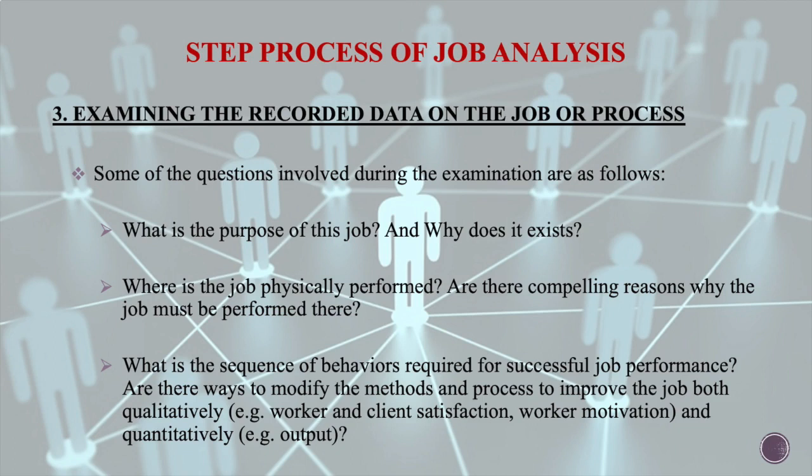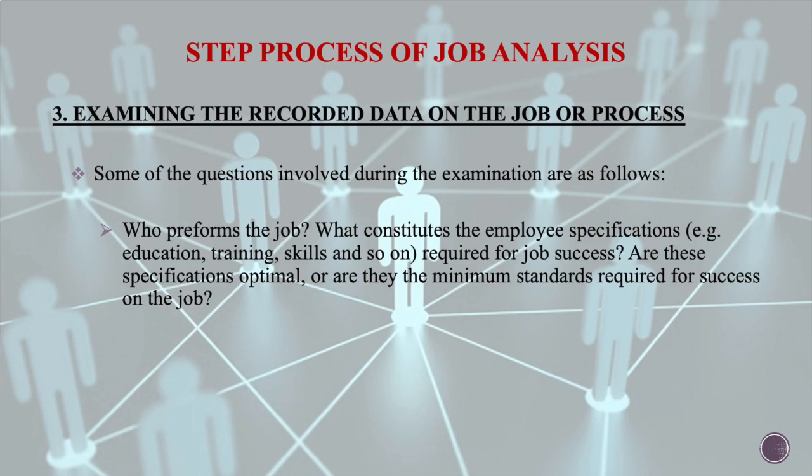To improve the job means both qualitatively, for example worker satisfaction, client or customer satisfaction, and worker motivation, and quantitatively, definitely the output. We also need to ask who performs the jobs and what constitutes the employee specification. I think we already spoke about it. For example, education, training, skill. These are all the employee specifications required for job success. Are these specifications optimal, or are they the minimum standard required for success on the job? This we need to check.